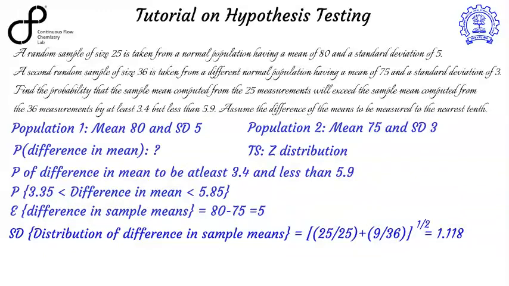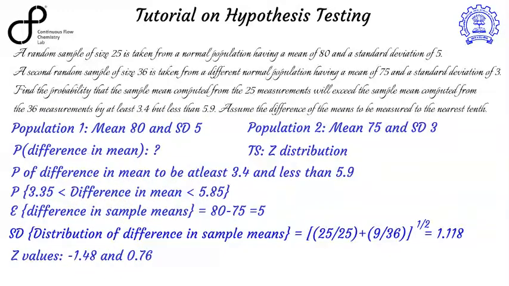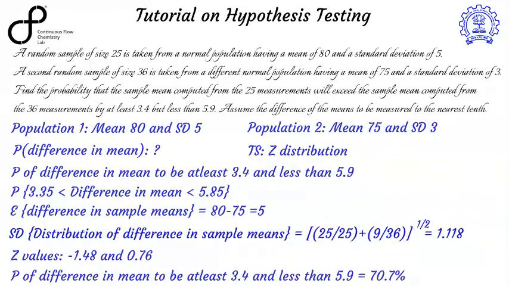Now, we can find out the corresponding z-values for 3.35 and 5.85. The two z-values turn out to be minus 1.48 and 0.76. Now, we can read the probability between these two z-values from the z-table, and this comes out to be 70.7%.